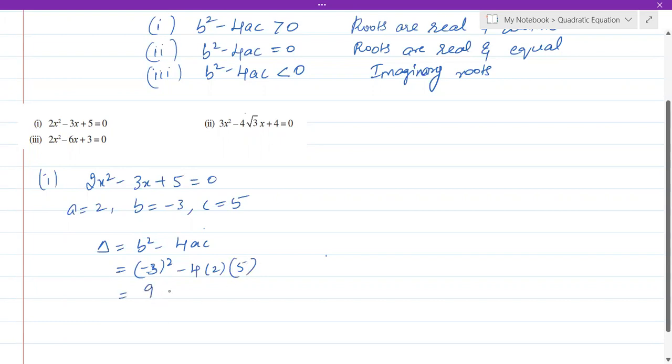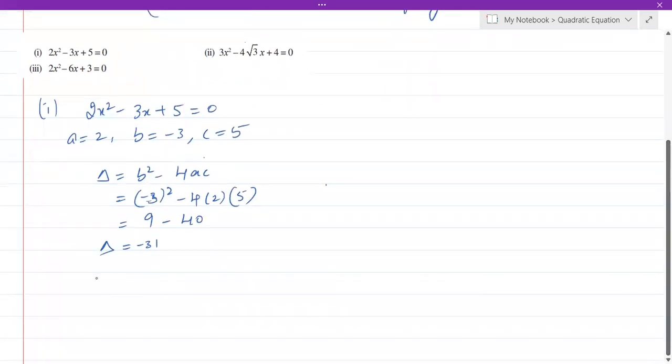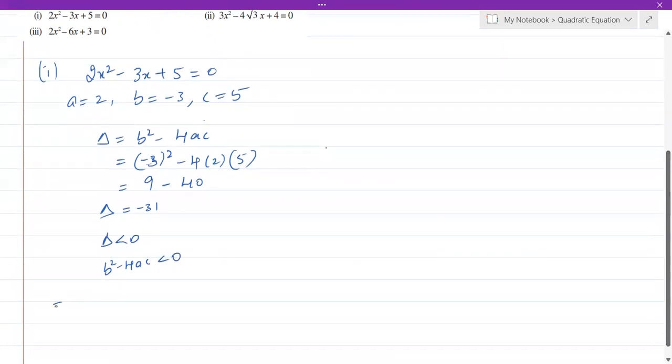Minus 3 the whole square is 9, that is minus 3 into minus 3 is positive 9. 4 2s are 8, 8 5s are 40. 9 minus 40 is minus 31. Therefore, the delta or b square minus 4ac that we have got is minus 31. Is it greater than 0 or less than 0? Obviously, on the number line it comes to the left side of 0, which means it is lesser than 0. So b square minus 4ac is lesser than 0. If it is lesser than 0, what type of roots do we get? Imaginary roots. Therefore, the roots that we get are imaginary roots.